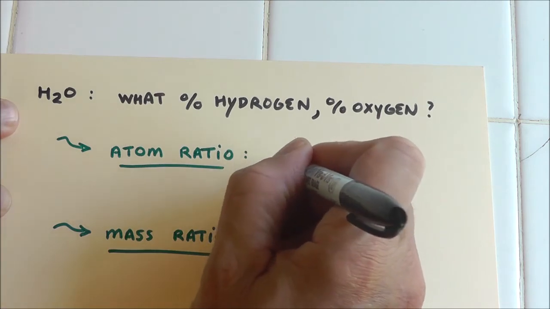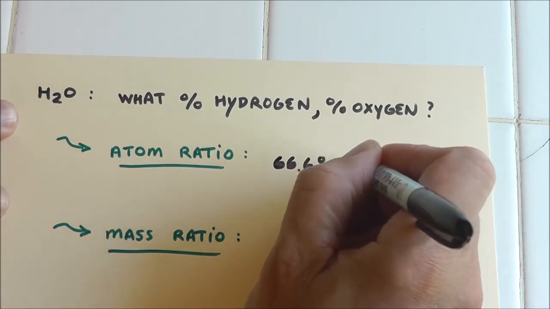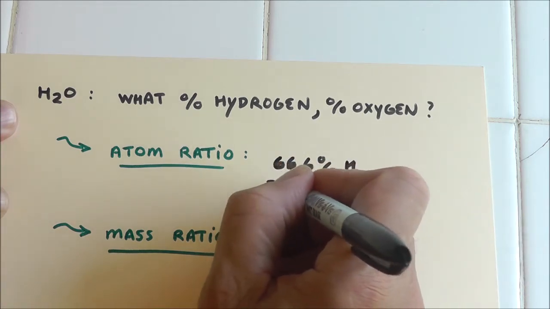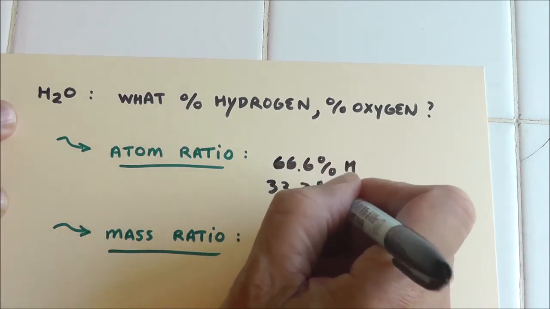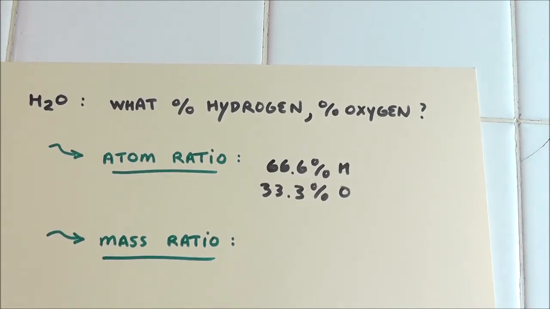I could say it's 66.6% hydrogen and 33.3% oxygen. You're probably wondering where the other 0.1 went, but I try to simplify these things. So you could say by atom ratio, water is 2/3 hydrogen and 1/3 oxygen.